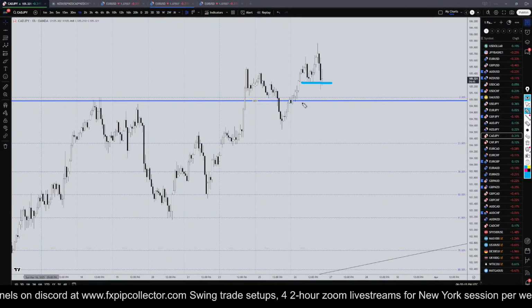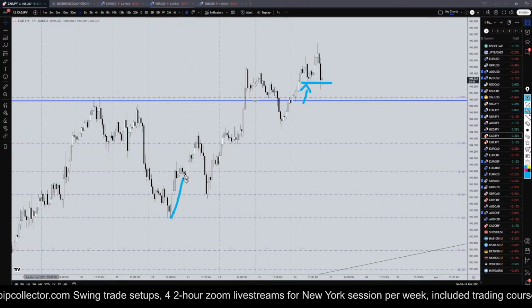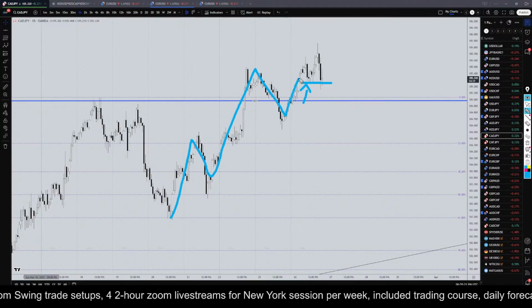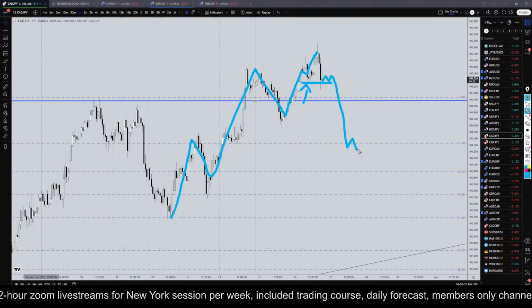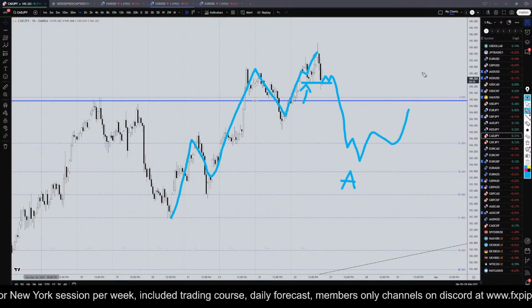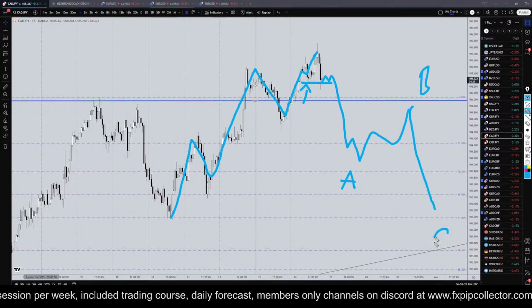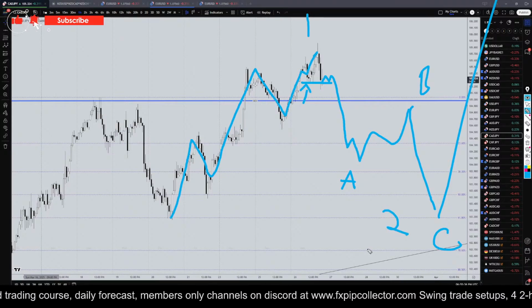Yeah, I guess with this break of structure right here, and boy, that definitely is five waves up right there. I guess with that break of structure, you can start looking for shorts and hope that it turns into a big old giant wave A, and then turns into a wave B, and then turns into a wave C, and then continues the uptrend for a wave 1 and a wave 2.